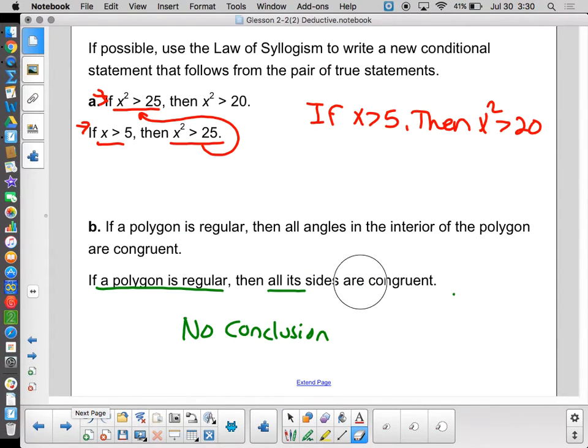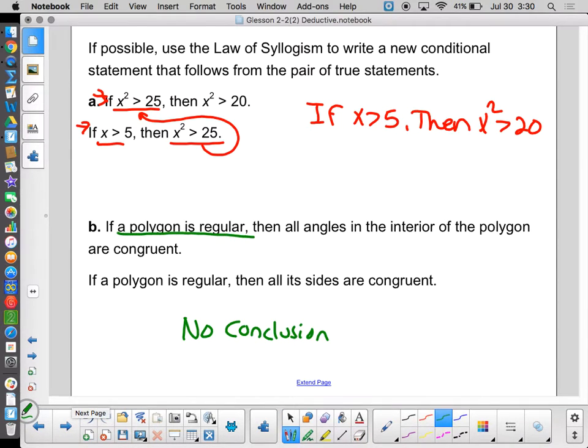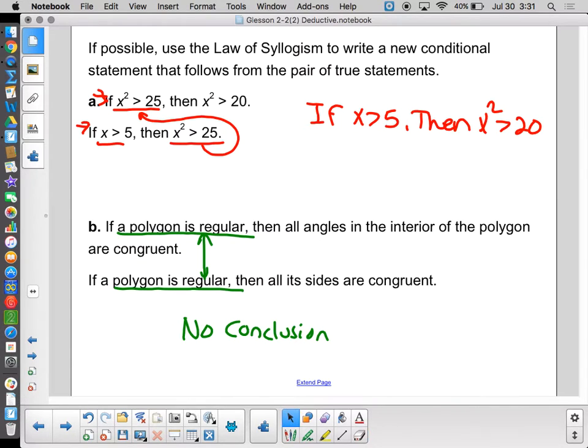Now, I know some of you are saying, but the first statements are the same. Yeah. Polygon is regular, if a polygon is regular. These two are equivalent, but that doesn't help me because that's not a legit chain of events. Not A to B, B to C, C to D. This is A to B, A to C. That doesn't work. It has to be A to B, B to C.